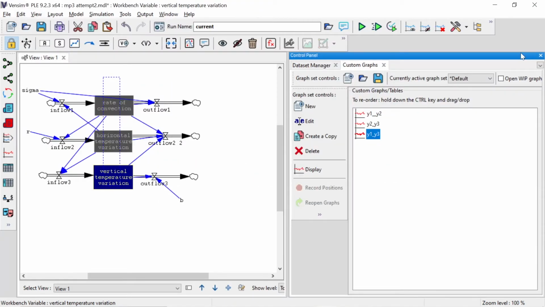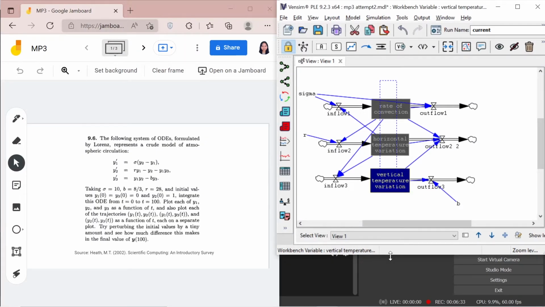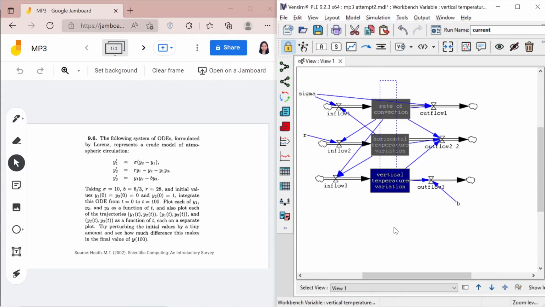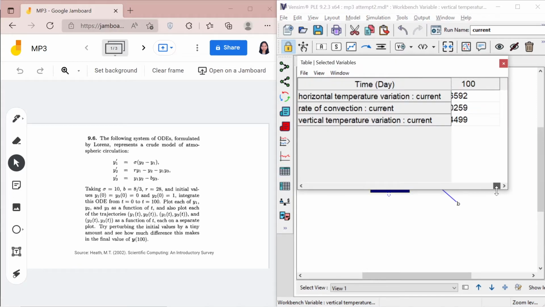For the last part of the problem, let's first determine the values of y(100) before we perturb the initial values of y1, y2, and or y3. We can see the values of y(100) by clicking this table. Let us take note of this by taking a screenshot.